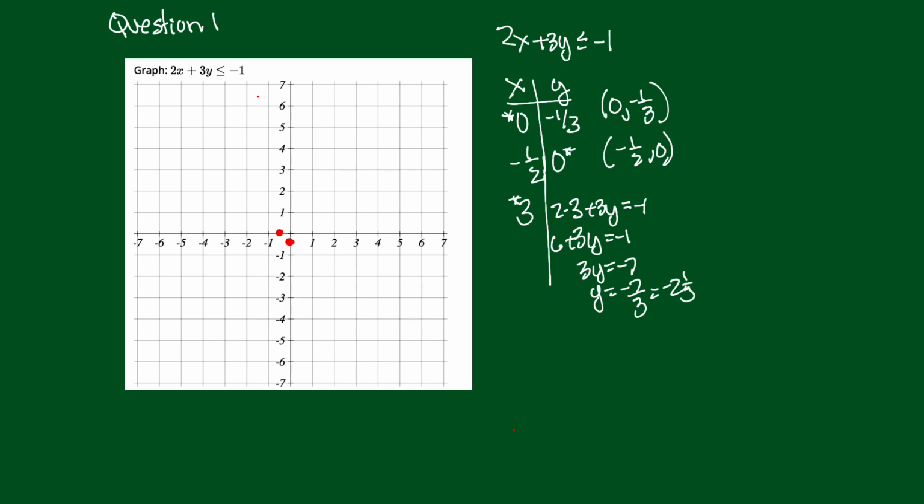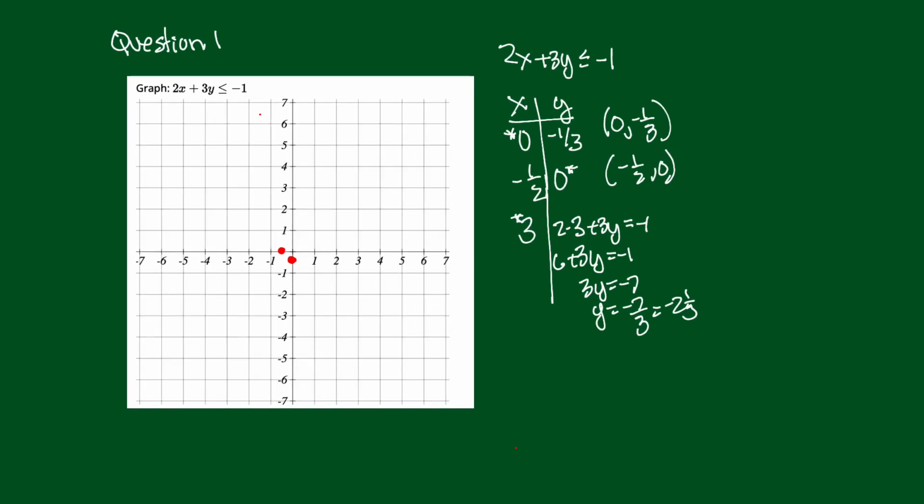All right, so what I'm going to do is start at the origin, go over to 3 and down 2 1/3. Just gives me a little bit more space so I can see it more clearly. Over 3, down 2 1/3. Maybe that's here. And now I have a better idea of drawing my line through there. Now, what kind of line? It is a solid line. The divider line is solid because of that equal sign right there.